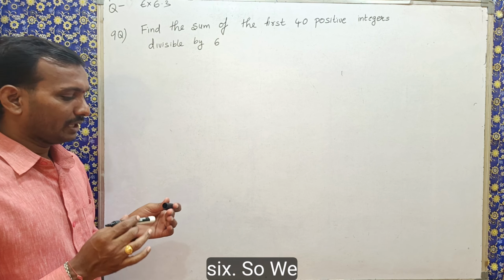Now what is the question? Find the sum of first 40 positive integers. So these are all the positive integers which are divisible by 6. So now we have to calculate Sn. Here the first term, that is a, is equal to 6. The difference is nothing but A2 minus A1, that is 12 minus 6, which is again 6 only. So now we have to calculate Sn, the sum of first 40 positive integers.